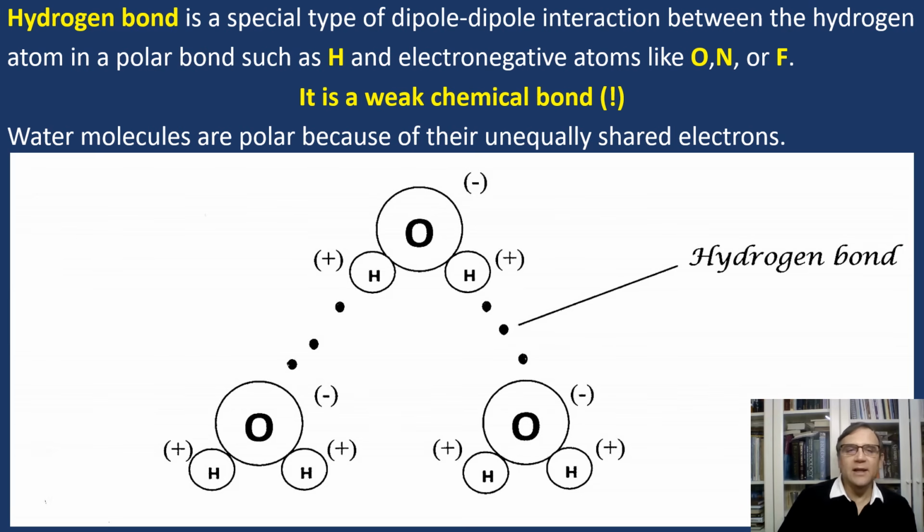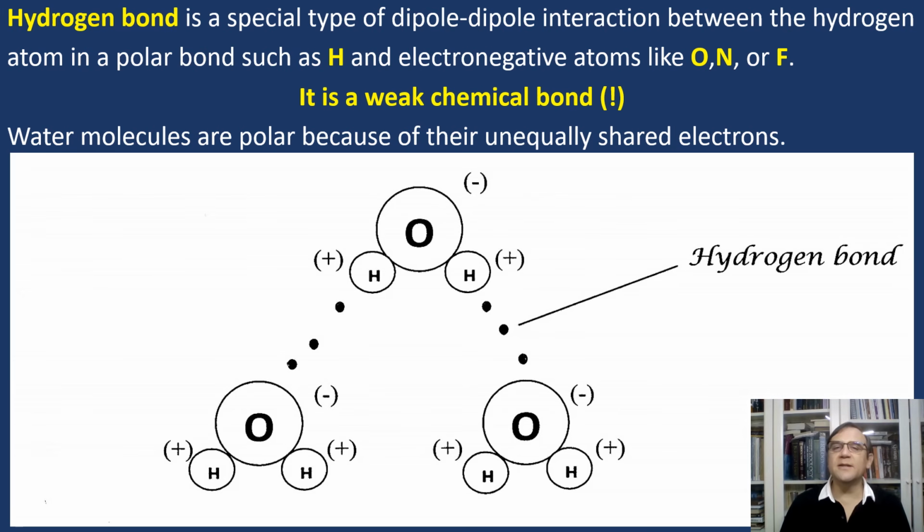Okay, let's go back to the hydrogen bonds. A hydrogen bond is a specific type of dipole-dipole interaction that occurs between a hydrogen atom in a polar bond, such as between hydrogen and electronegative atoms like oxygen, nitrogen, or fluorine, and another electronegative atom. While it is a very weak chemical bond, it plays an important role in biological processes.